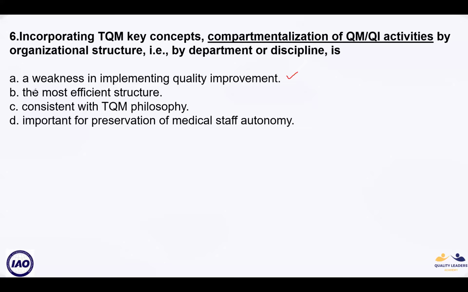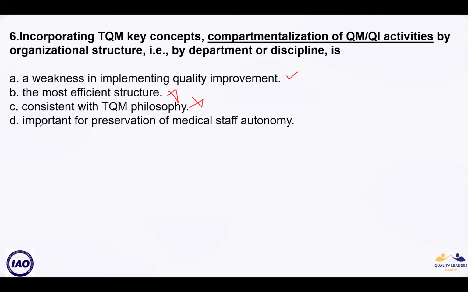Okay. Now, option B, it is the most efficient structure. I mean, compartmentalizing leads to the most efficient structure. No, because we all know silos cause duplication and blame culture, right? So this is not the right answer. Now, compartmentalization is consistent with TQM philosophy. No, it is quite opposite to it. TQM actually is against compartmentalization, right?